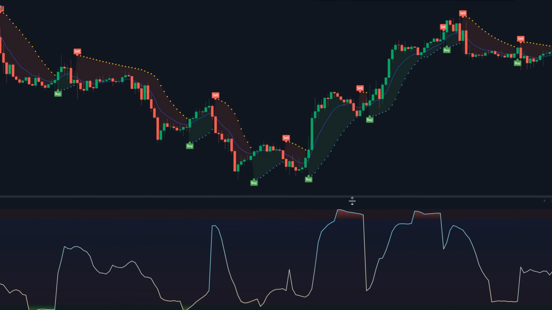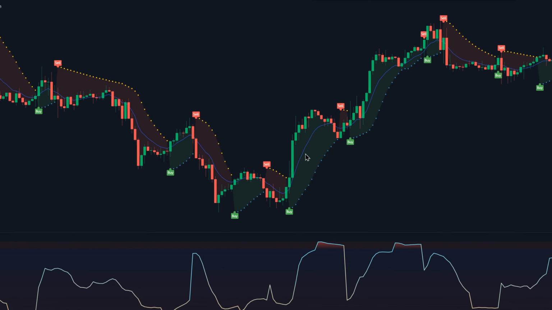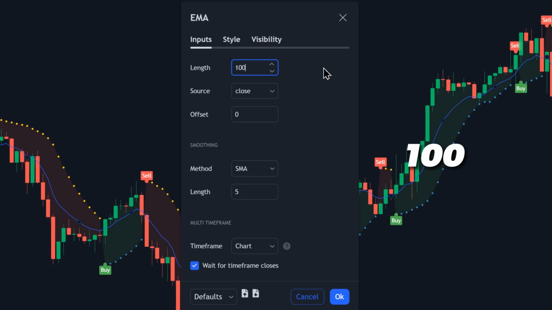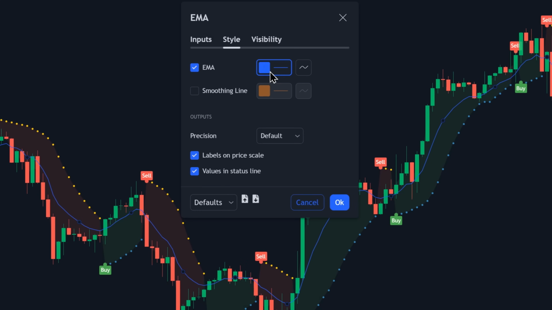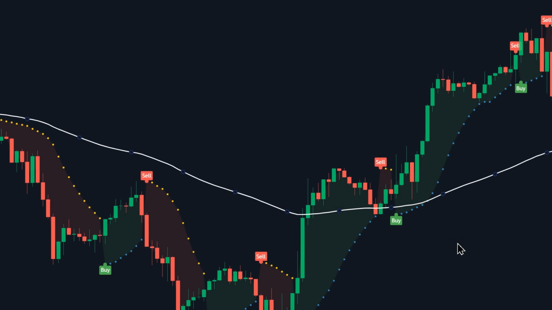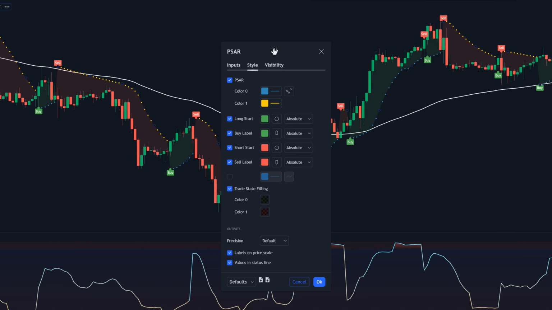Now, let's customize the settings of these two indicators. Double-click on the EMA, and then you want to change the length to 100. For the color, maybe select something a bit brighter. For me, I'm gonna go with white. After that, click OK.